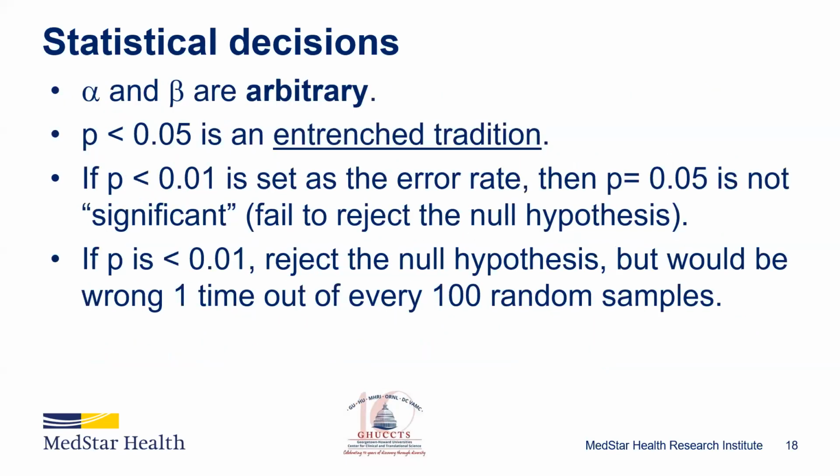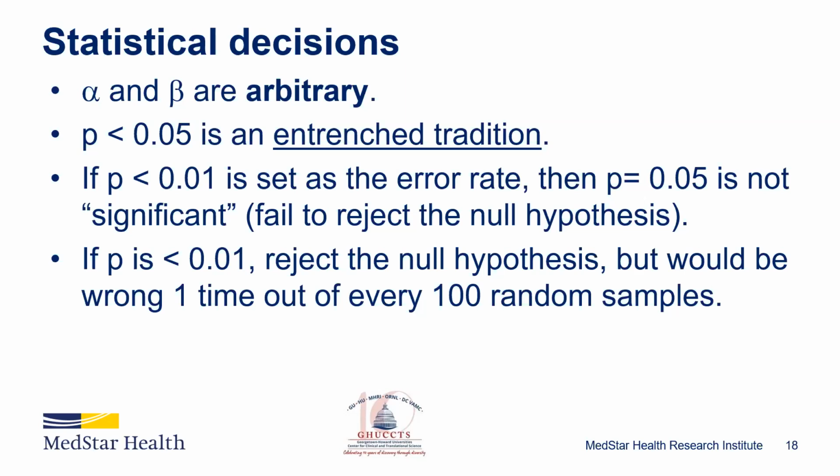When we make statistical decisions, it's important to understand that both alpha and beta are arbitrary. The p-value less than 0.05 has become kind of a tradition, really an entrenched tradition. And so I think virtually every study that you see that's published will have 0.05 as what they set the alpha error rate at. In other words, what they're saying is they're willing to be wrong 5% of the time if we were able to do the study over and over again.